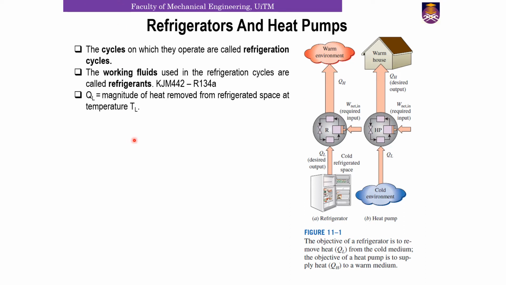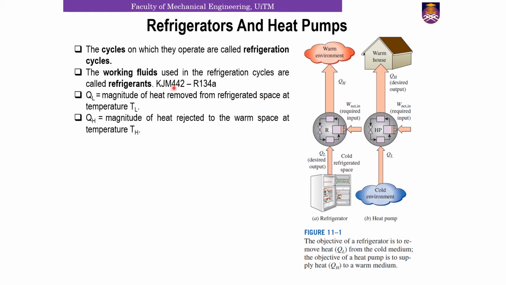But before we go into that, we have two parameters that we need to cover. So one is the QL here, as you can see here, and then another one is the QH. So QL is nothing but the magnitude of heat removed from the refrigerated space at temperature TL. So this is the heat removed from the refrigerated space at temperature TL.